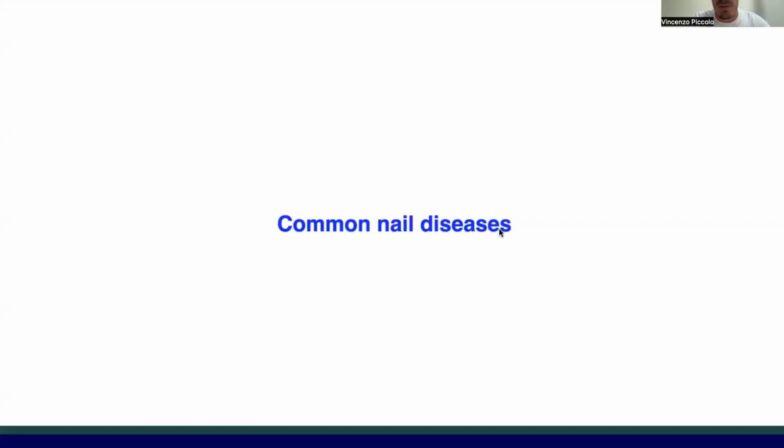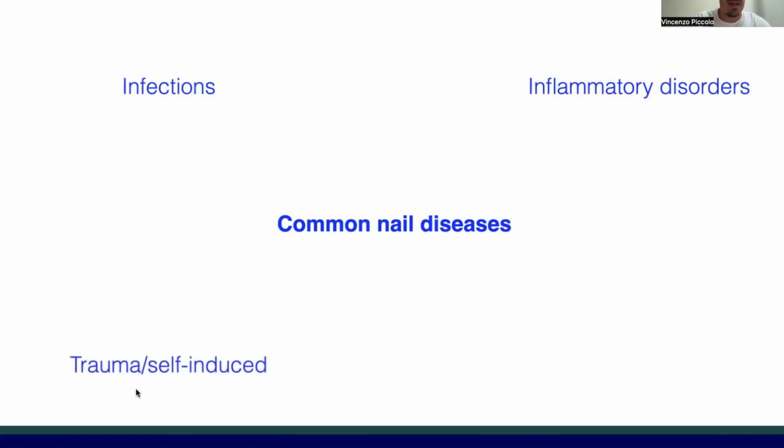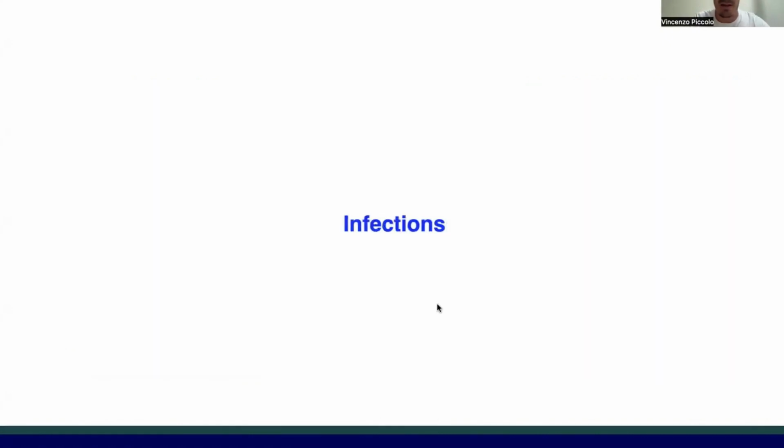Let's start with a brief introduction about common nail diseases. I divided the conditions into 4 large groups, including, first of all, infectious diseases, secondarily, inflammatory disorders. The third group is represented by traumatic or self-induced disorders, and finally by tumors. Obviously, this is a minor classification just to give you some information about the 4 main groups of diseases affecting nails. Let's start from infections.